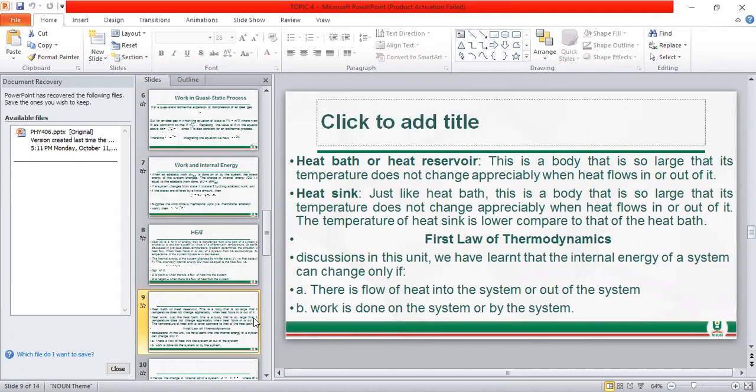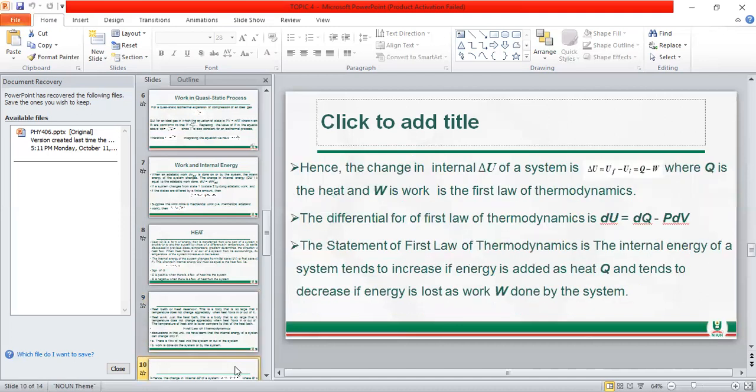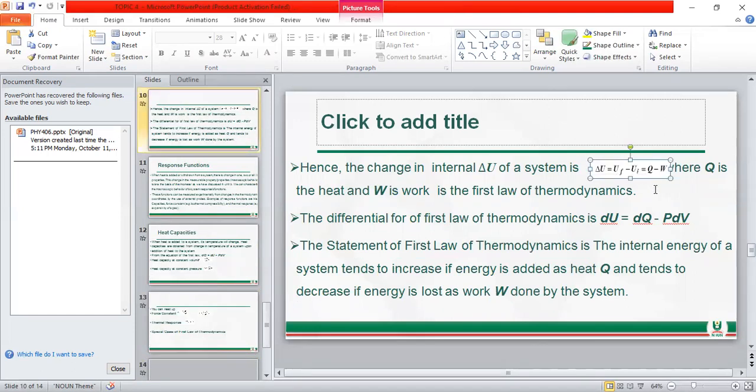Let me quickly go to the first law of thermodynamics. From our discussions, we have learned that the internal energy of a system can change only if there's flow of heat into the system or out of the system, and also if work is done on the system or by the system. We have mentioned that too over time. Hence, the change in internal energy of a system is given by Q minus W, where Q is the heat and W is the work.